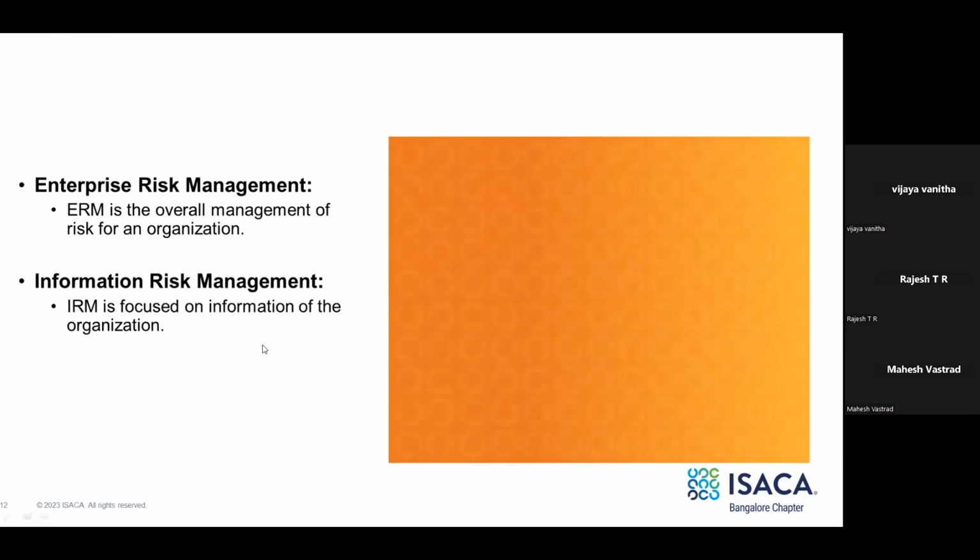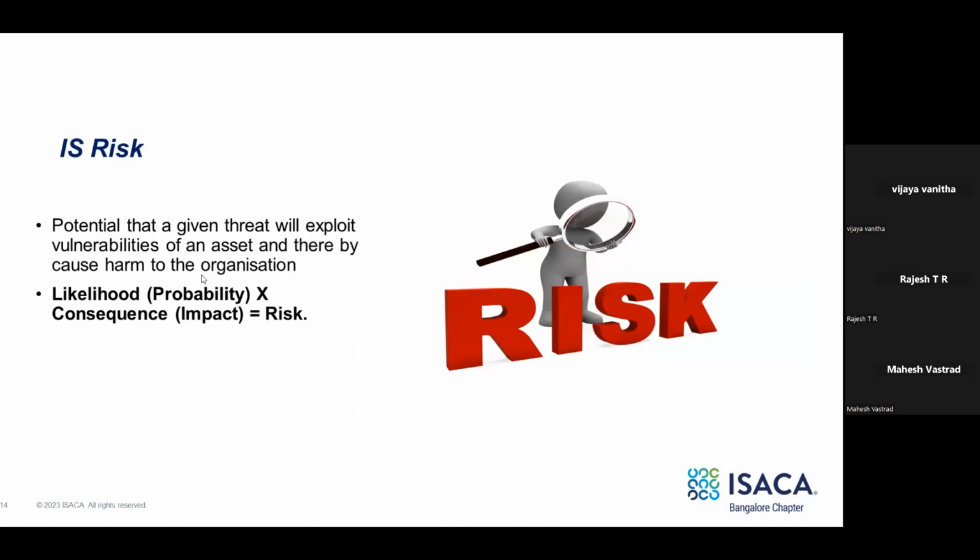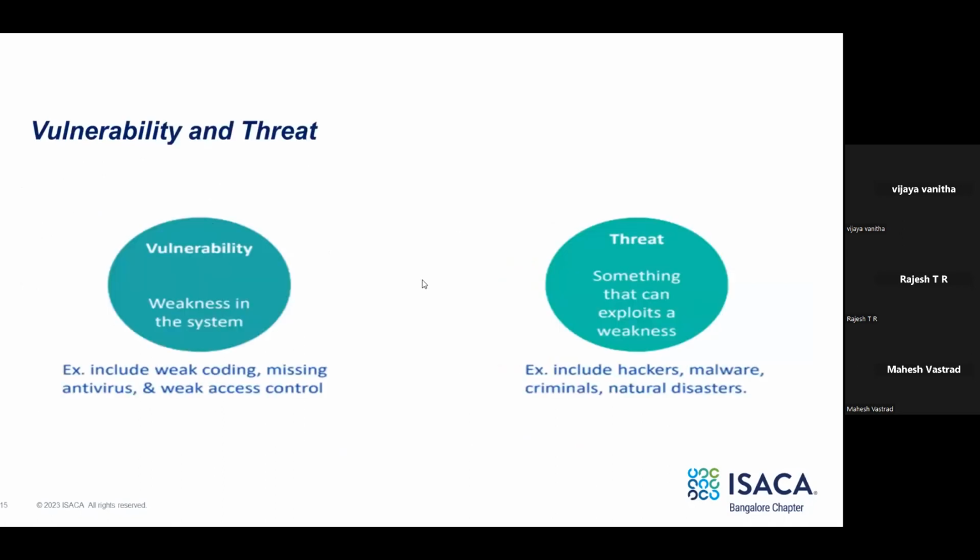Then we already discussed enterprise risk management, the overall management of risk for an organization. Then again, information risk management focuses on the information of the organization. IS risk, information security risk, is the potential that a given threat will exploit vulnerabilities of an asset and thereby cause harm to the organization. How are you going to calculate risk? Likelihood and the consequence or impact is equal to risk. So here, vulnerability and threat are the main aspects.